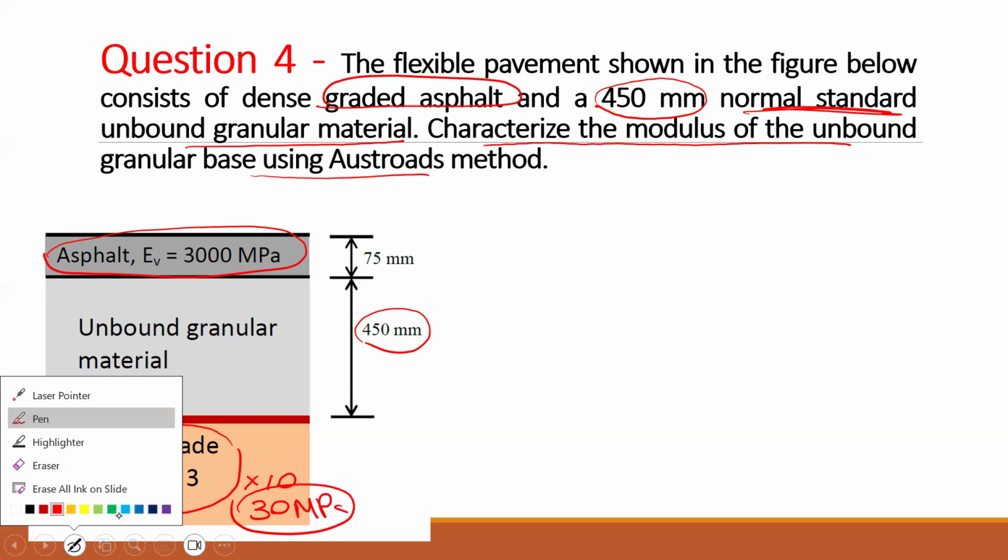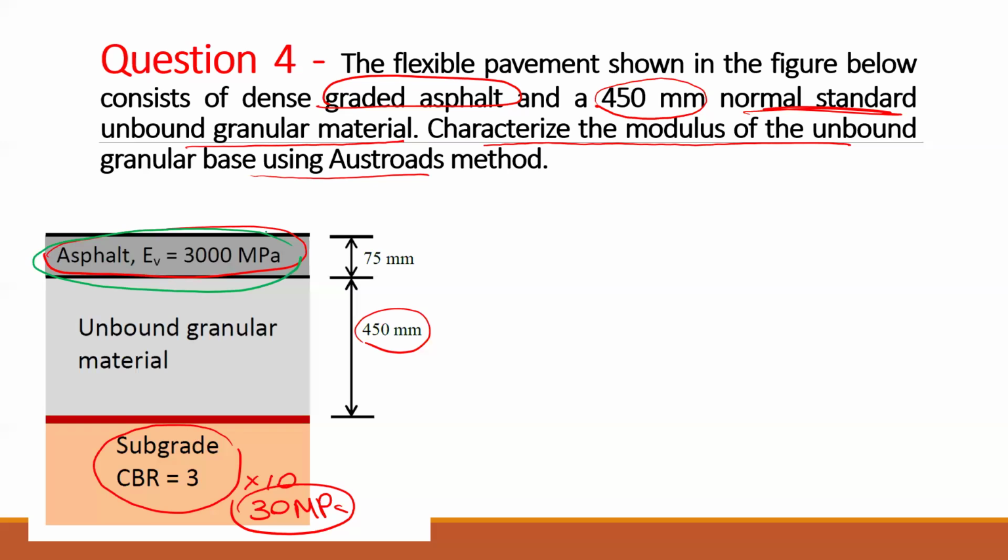And this asphalt modulus is given to us in this question. Am I right? Asphalt modulus is given to us. Subgrade CBR is given to us. If you know the CBR, we can find the modulus of the subgrade, and they are asking us to find the modulus of the unbound granular material. How they got this 3000, we learn in the next question. But now let's concentrate on this unbound granular material part.